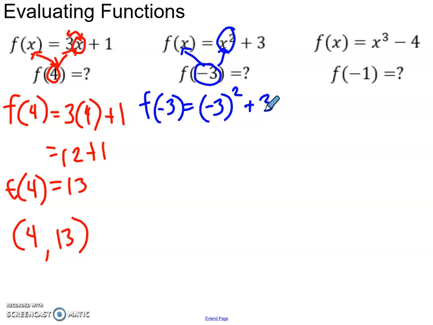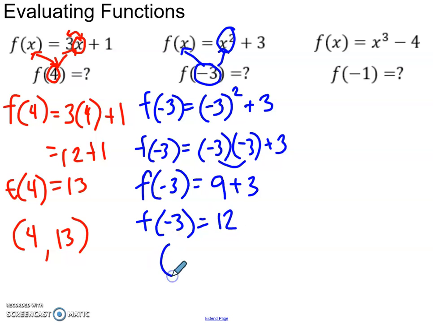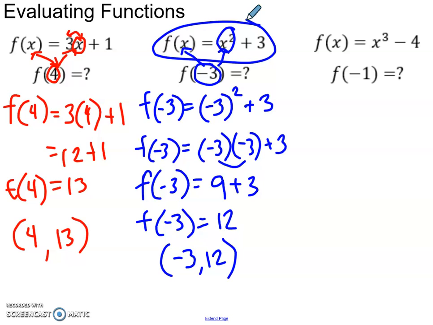Remember that when we square something, it tells you to multiply it times itself twice, right? So this negative 3 squared is negative 3 times negative 3. So negative 3 times negative 3 is positive 9 plus 3. So f of negative 3 is going to give me 12, which would be on my graph. I'm at the point negative 3, 12 right now within this function up here.